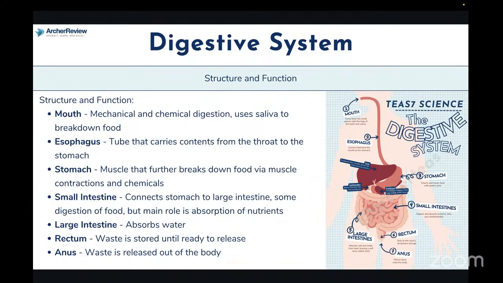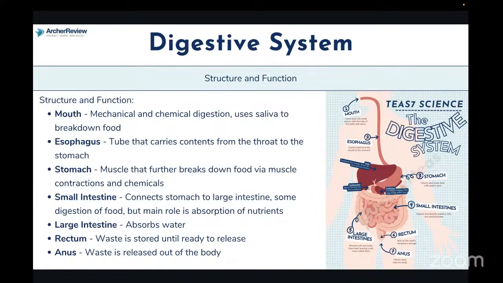The stomach is a muscle that will further break down your food through muscle contractions, which we call peristalsis, and it uses a whole load of chemicals like hydrochloric acid to break down that food. After the stomach, the food will move into the small intestine. The small intestine will connect the stomach to the large intestine, and digestion of food will occur here. The main role is to absorb nutrients in the small intestine.